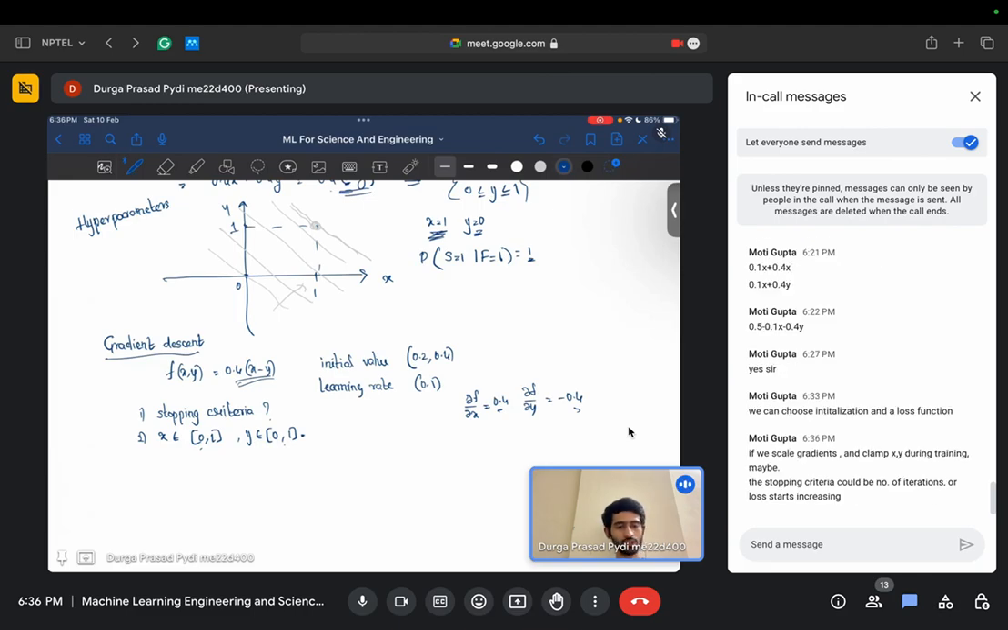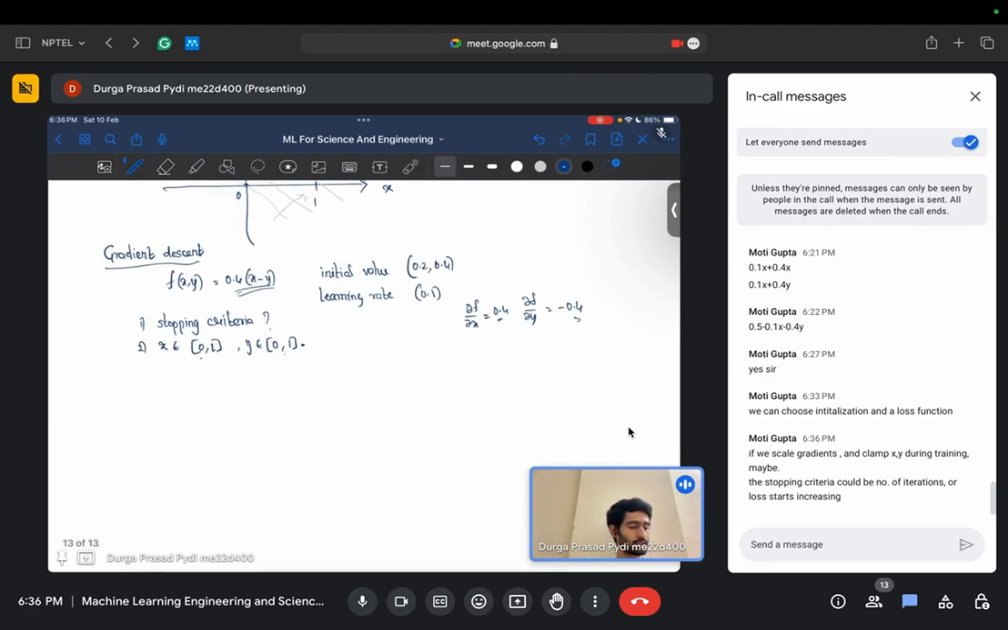Could be number of iterations or loss starts increasing. Number of iterations, okay, now let me put a question. So basically you have suggested two things. One is number of iterations. So if I put number of iterations, will I know that I have reached an extremum? And second, loss starts increasing. Okay, any other suggestions for stopping criteria?